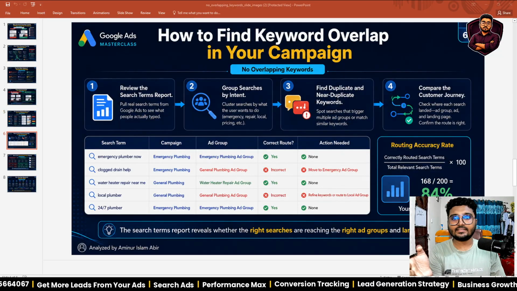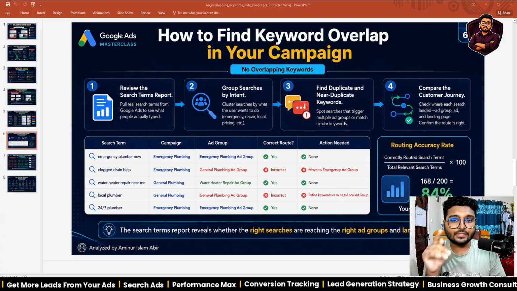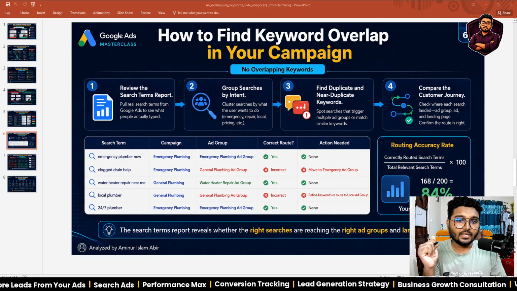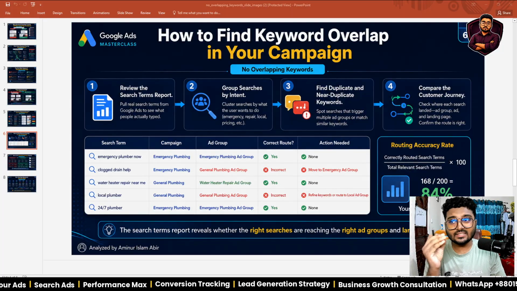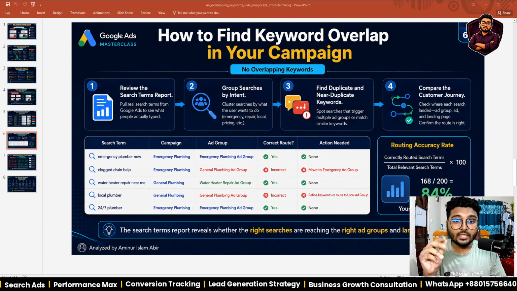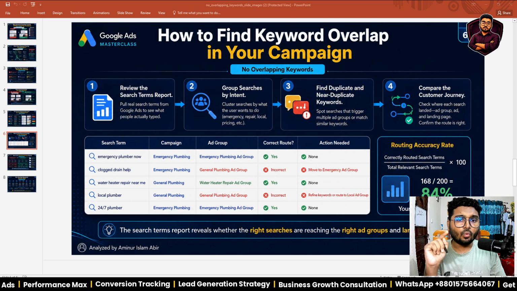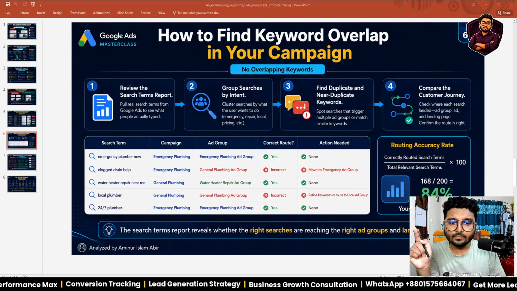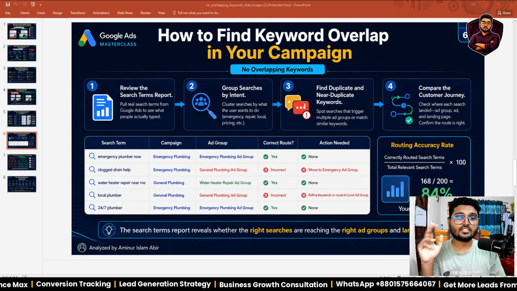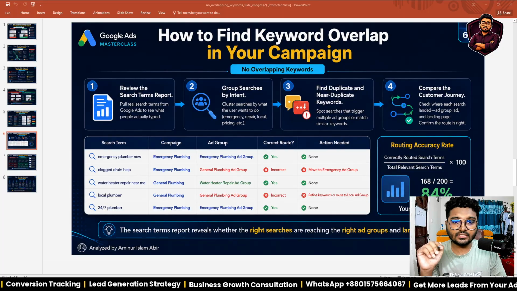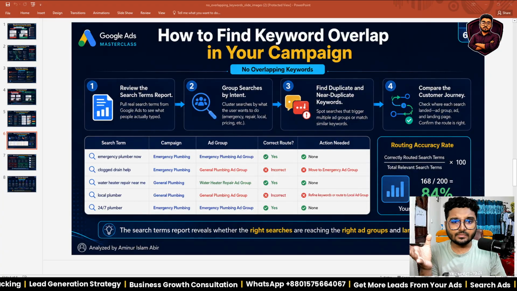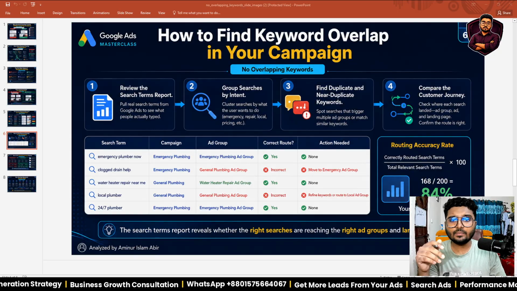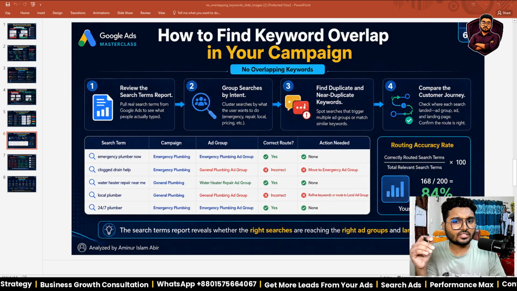So in my slide 6, I describe how to find keyword overlap in your campaign. The best way to diagnose overlap is not by looking only at the keyword list. You must review your actual search terms and see where Google sent them. Step 1. Review the search term report. For every important search term, ask which keyword matched it, which campaign received it, which ad group received it, which ad was shown, which landing page was used, and was the search routed correctly?